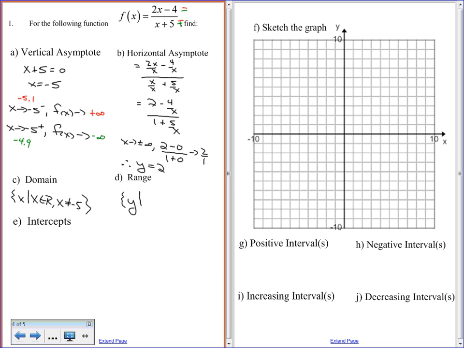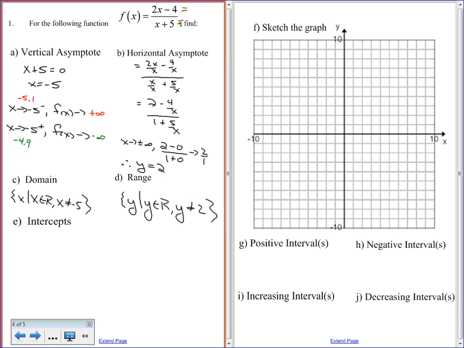The range is an element of the real numbers, except at the horizontal asymptote, which is equal to 2. Okay, so all this means is x will never be equal to negative 5, and here y will be never equal to 2. The intercepts.